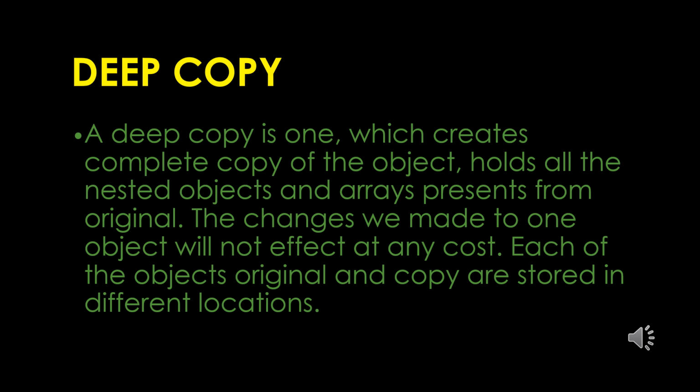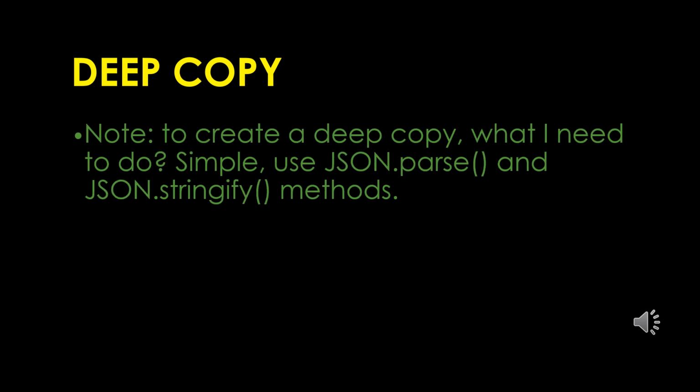Deep copy is one which creates a complete copy of the object, and holds all the nested objects that are present in the original. The changes we make to one object will not affect the new object at any cost. So each of the objects will have different locations. The original is stored in one location and the copy object is stored in a different location in memory. So to create a deep copy, what do we need to do? This is very simple. We need to use the JSON.parse and JSON.stringify methods.